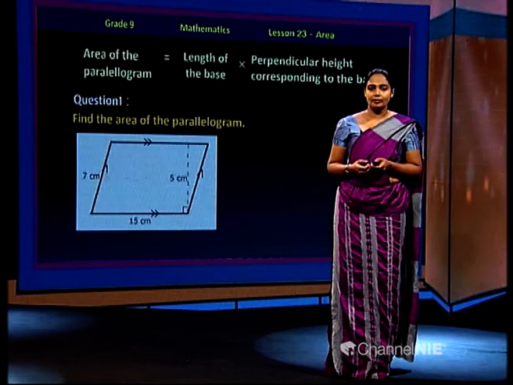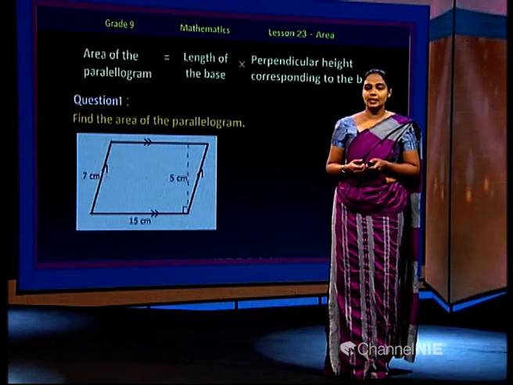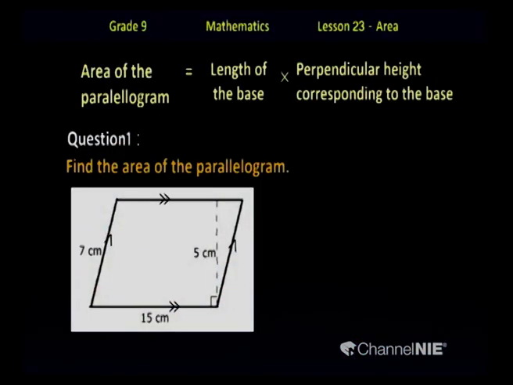What is question number 1? There is a parallelogram. You should find out the area. Then sides of the parallelogram are given. One side is 15 centimeter and the other side is 7 centimeter. Then there is another line showing perpendicular height. Now what do you have to do? Now you have the knowledge.